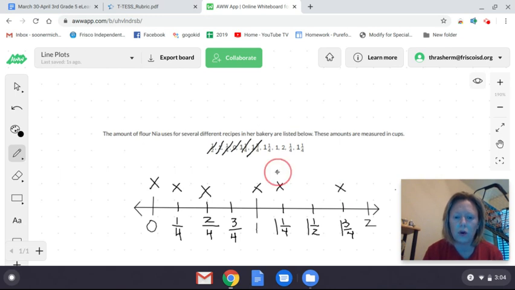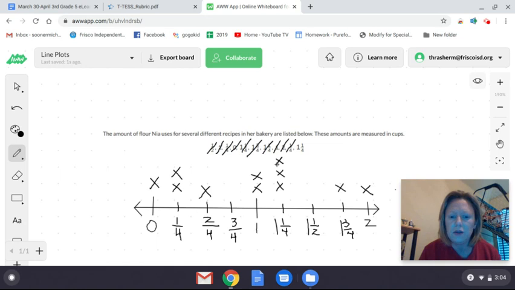1 and 1/4. 1. Then a 2. A 1/4. And then the last one is the mixed number 1 and 1/4.